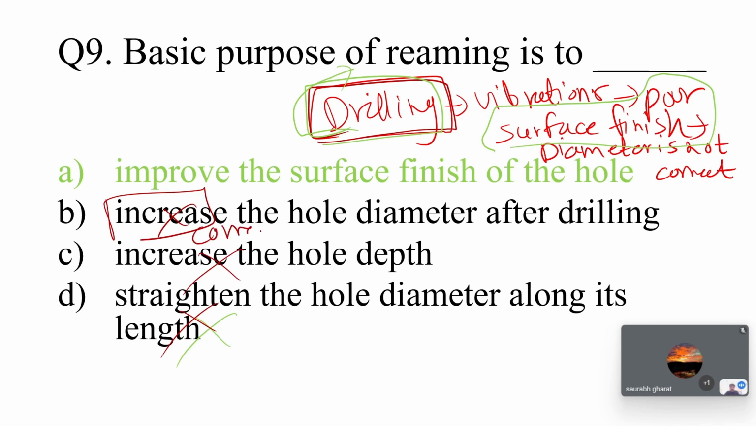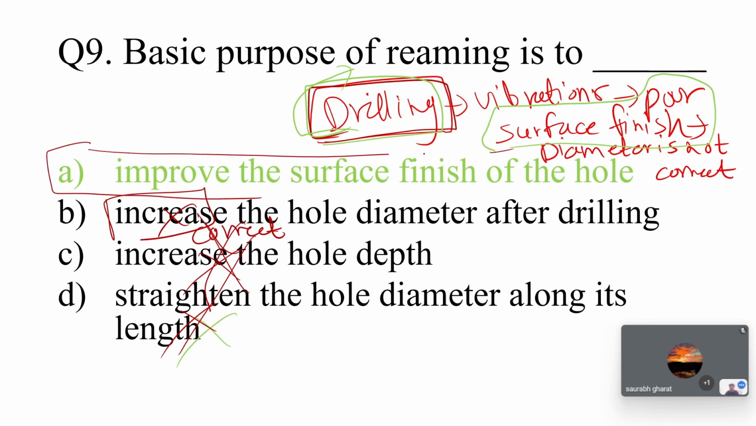Actually, make the correct diameter. Okay, because of these vibrations, drilling has a lot of vibrations. To reduce that, we need to go with reaming, because that vibration creates a poor surface finish and incorrect holes. So to correct the hole, we are using the reaming process. So all these options are wrong here. Only this, as I can show you, the poor surface finish. So only this option is correct.